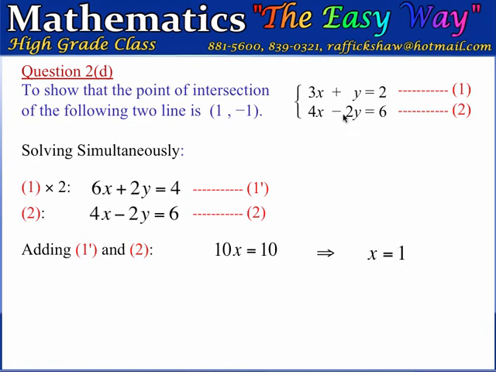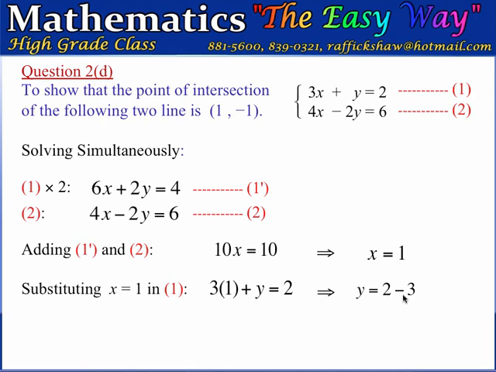Now to find the corresponding value of y that goes with x equals 1, we substitute x equals 1 in equation 1, or we can use equation 2. It's easier in this case to use equation 1. So 3 times x becomes 3 times 1 because x is 1, plus y, and the result here is 2. So that's 3 times 1 plus y equals 2. And so 3 times 1 is 3. To make y the subject, we subtract the 3. And so y is going to be 2 minus 3, which is negative 1. And so the y value is negative 1.